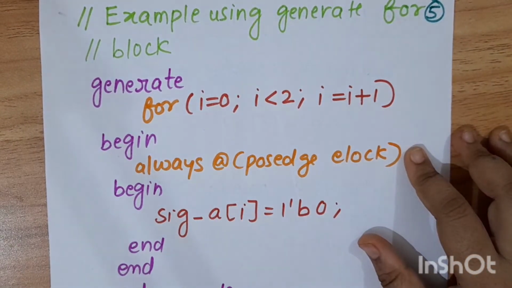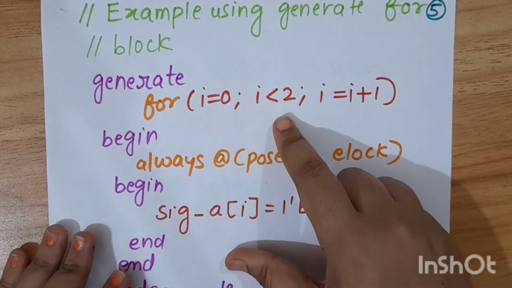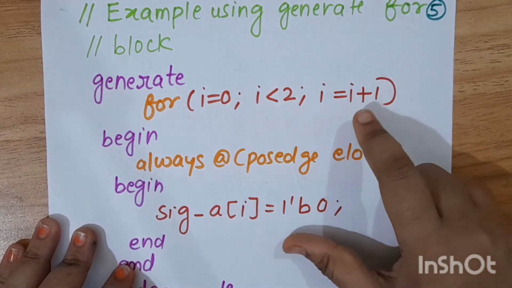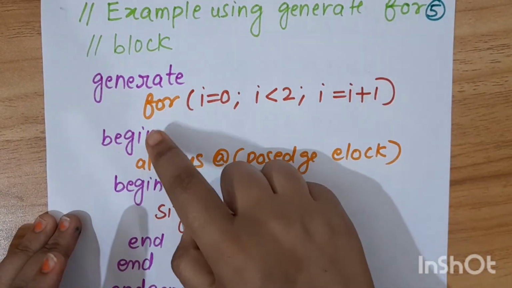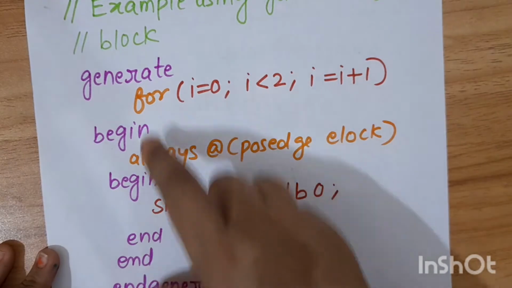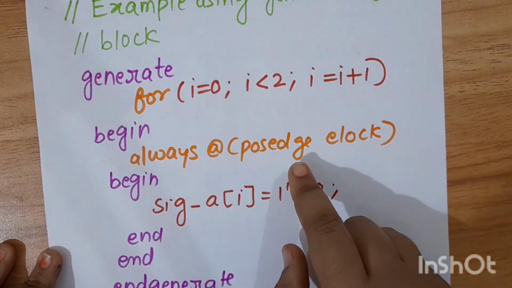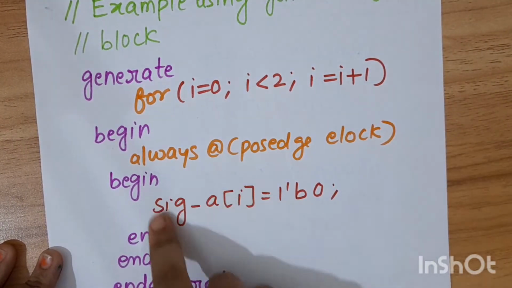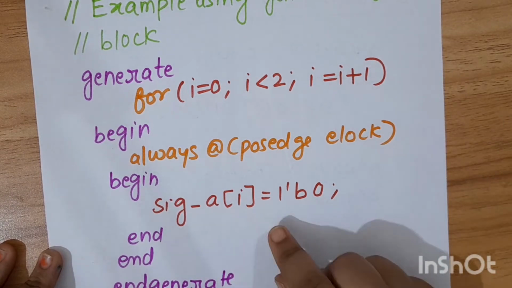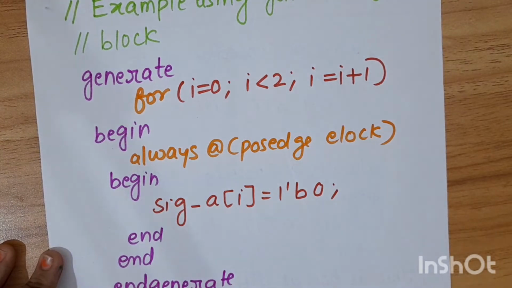Now, an example using a generate for block. Okay, the earlier one was a Verilog for, here it is a generate for. Generate for i = 0; i < 2; i = i + 1, begin. Inside this begin I have an always block: always @(posedge clock), again begin, and this particular signal sig_a[i] = 1'b0; and here is the end for this begin.